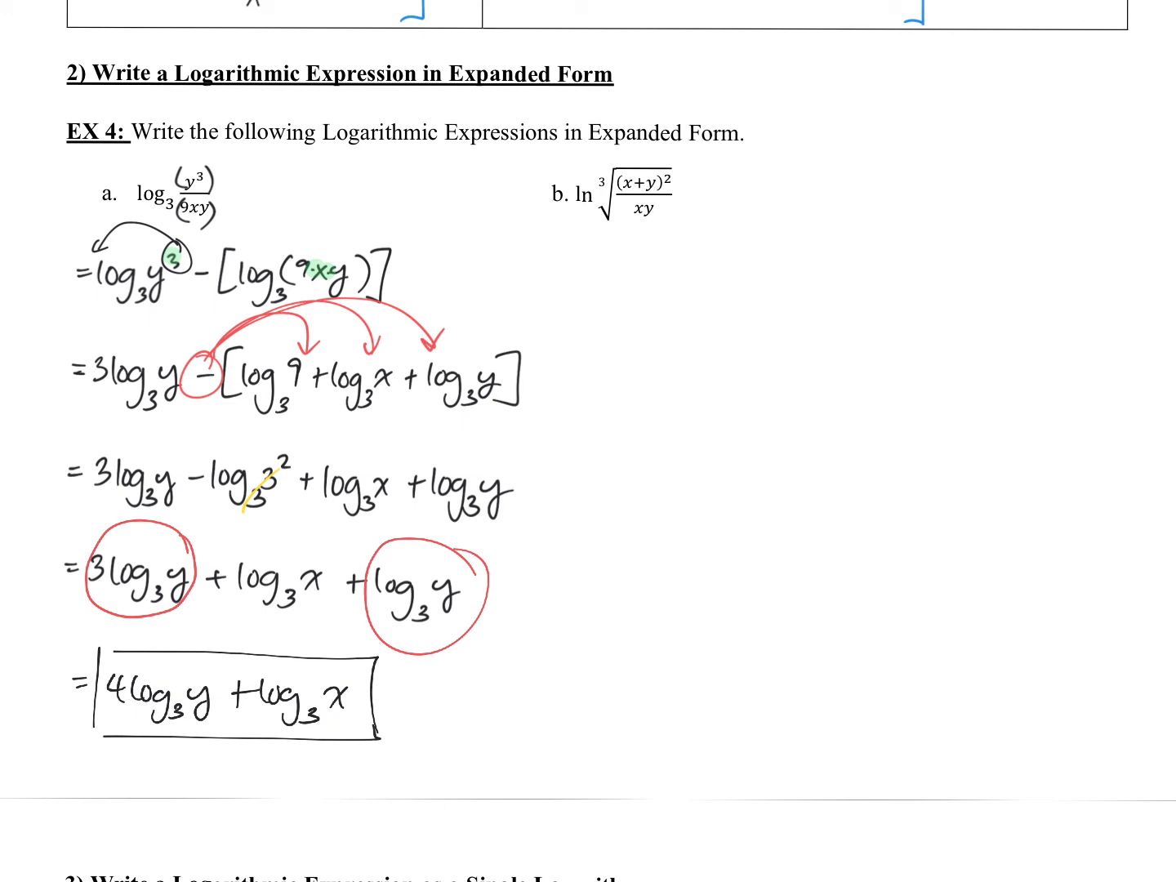How is that? Hopefully not too bad. Let's take a look at the next one. If you want to go ahead and give this one a try by yourself, that'd be a good idea.